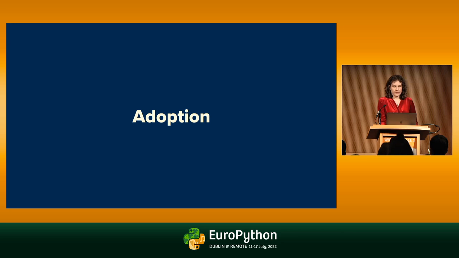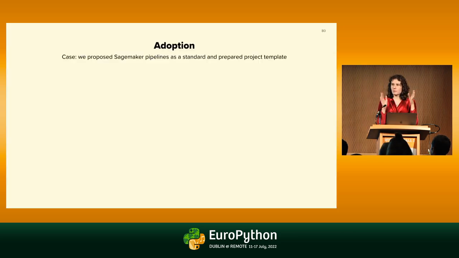When it comes to adoption, again, let's consider a specific case. At some point, our team was supposed to find a solution that will allow machine learning practitioners to easily train machine learning models. So we did research, we contacted our clients, and it turned out that SageMaker pipelines seems okay as a tool to be used. And we also, as a team, developed an example project structure that we proposed to the teams to be used for such machine learning training pipelines projects.